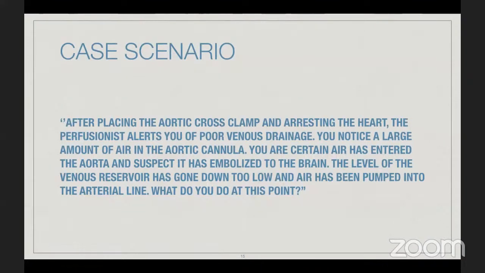Anyway, thank you. Continue. Okay, now our next scenario: after placing the aortic cross clamp and the heart is arrested, the perfusionist alerts you that there is poor venous drainage, and you note a large amount of air in the aortic cannula. You are certain this air has entered the systemic circulation and you suspect that it embolized to the brain. Mostly the level of the venous reservoir has gone too low and the air has been pumped into the arterial line. What do you do at this point?